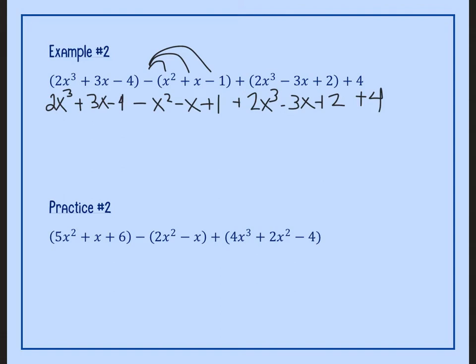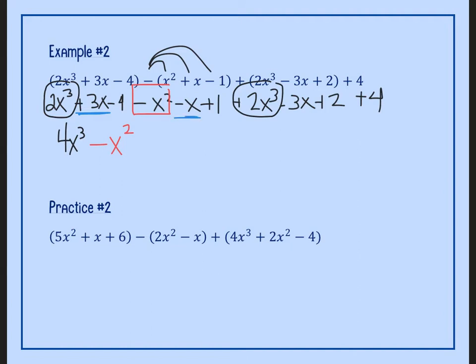So the only thing different here is I start with my highest exponent, which this time it's going to be an x cubed. So I see that I have a 2x cubed and a 2x cubed. That means I have 4x cubes. Next, I'm going to look for my x squareds. And I only see this negative x squared. So I'm going to bring down a negative x squared. Next, I'm going to look for my x's.